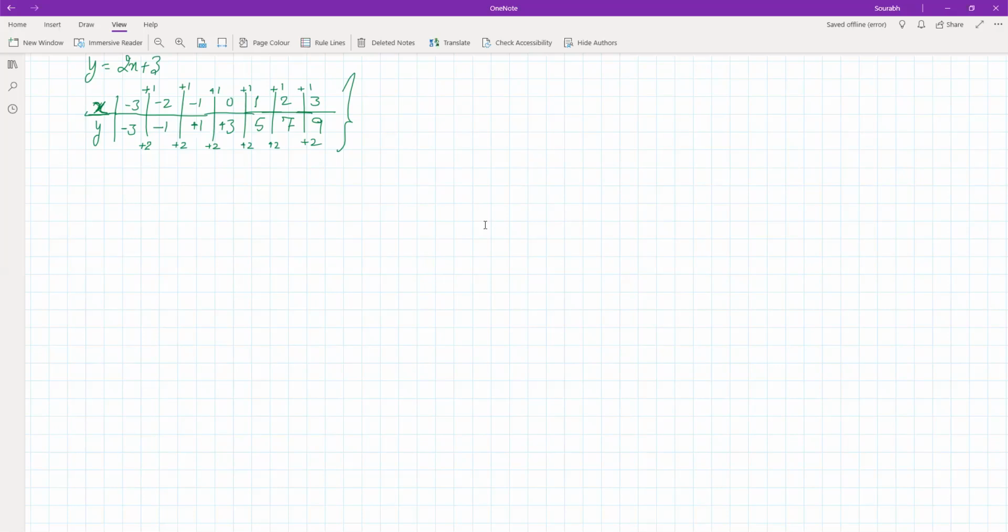Right? Same way, if you watch a cricket match, overwise scores will be given. And from that, you can find out what is the run rate. That is runs scored per over.